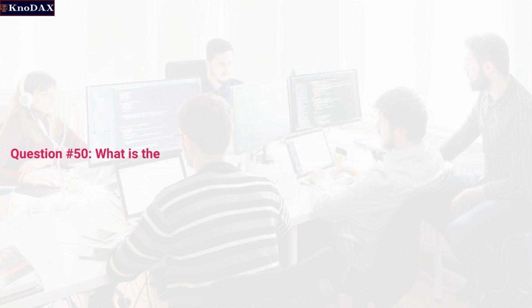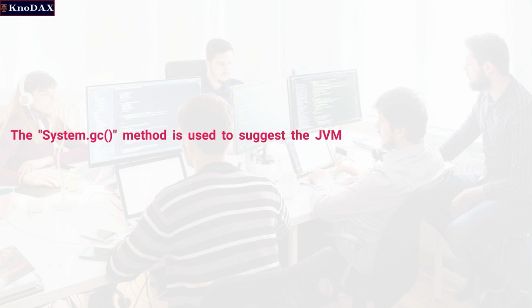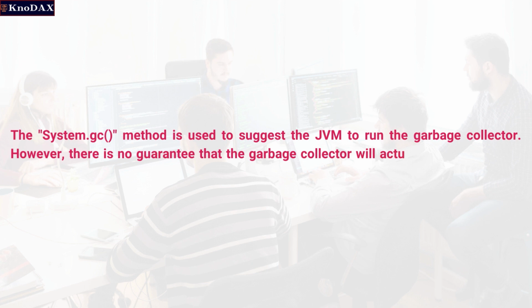What is the purpose of the System.gc method? The System.gc method suggests the JVM to run the garbage collector. However, there is no guarantee that the garbage collector will actually run in response to this suggestion.